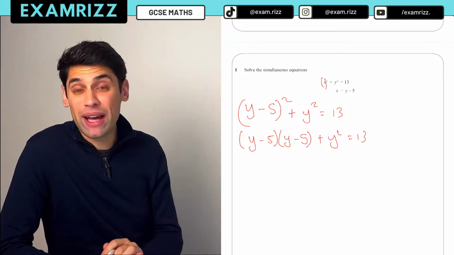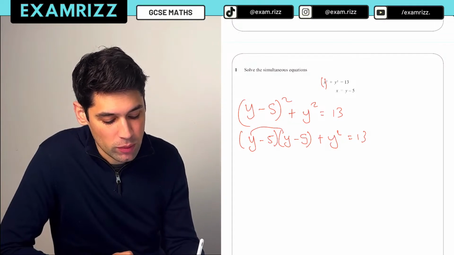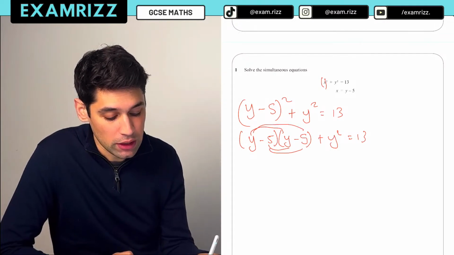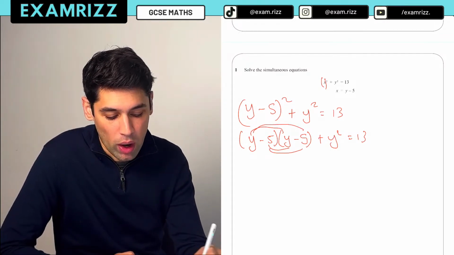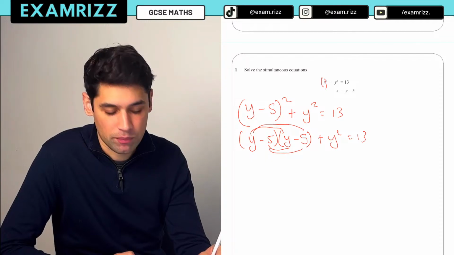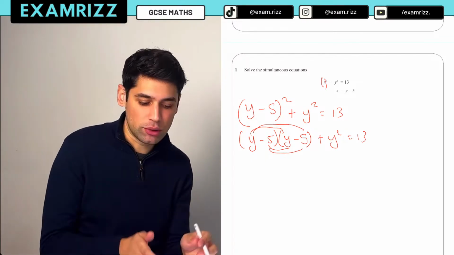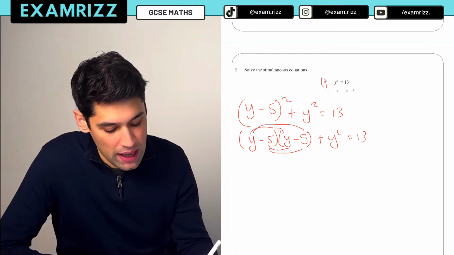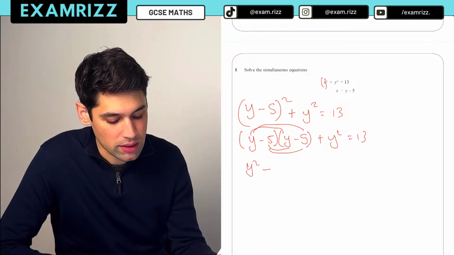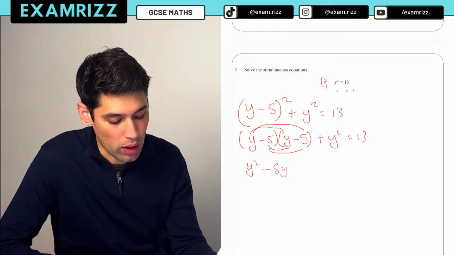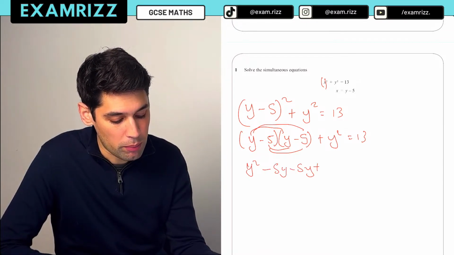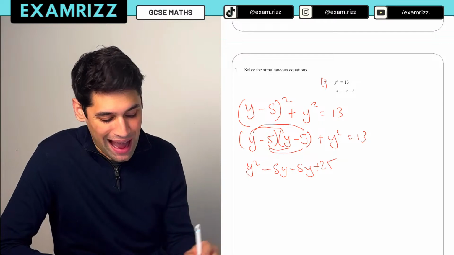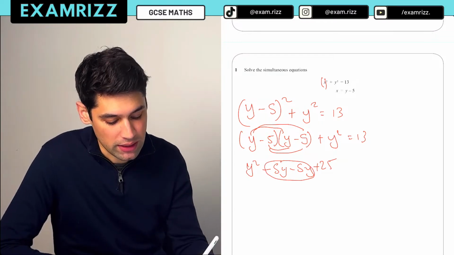The reason why I want you to do that is because when you see these brackets, that reminds us that we do the full expansion. A lot of people make the mistake of just doing y squared take away 25 squared. But that's not right. You need to write out a full expansion, and you get y squared minus 5y minus another 5y plus 25. And then we'll just combine these in this next step.